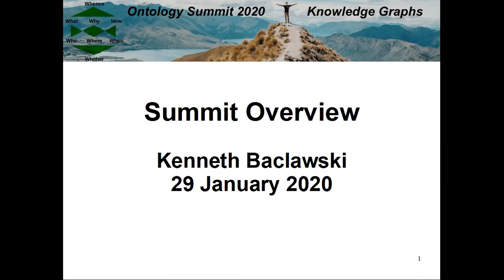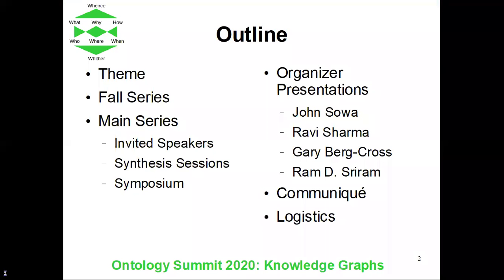So this is the summit overview. You can all see the slides. Today we're going to be looking first at the theme for the summit, then a brief recap of the fall series. Then we're going to go into the main series and give a little bit about how that series is going to begin. Then the organizers of the summit are going to be giving presentations, starting with John, then Ravi, then Gary and Ram. After they're finished, I'm going to give a little bit about logistics and the communique.